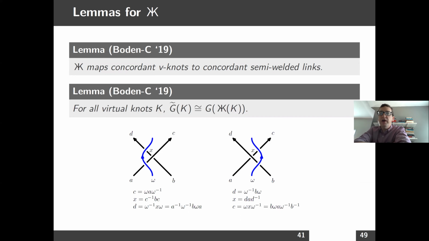So in my picture here, I've just written out the relations of the group of J of K. If you stare at that for a little bit, you'll see that it is identical to the presentation for the extended group of K. That's useful because it gives you a geometric interpretation of the extended group of K. It says that the extended group of K is just the usual group of J of K.